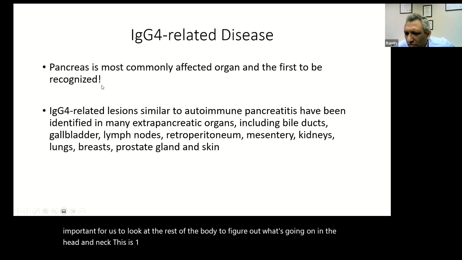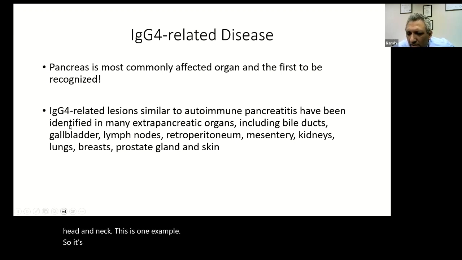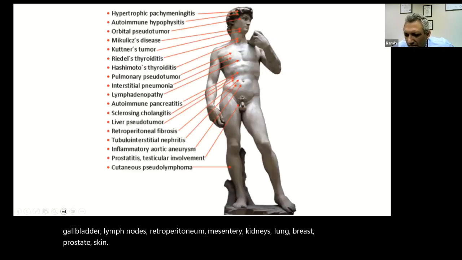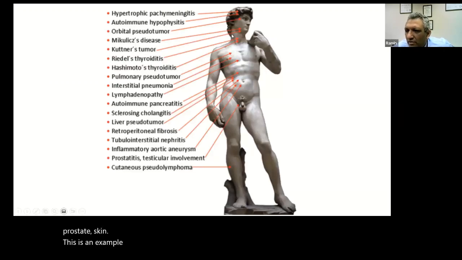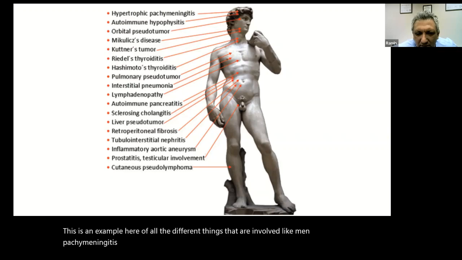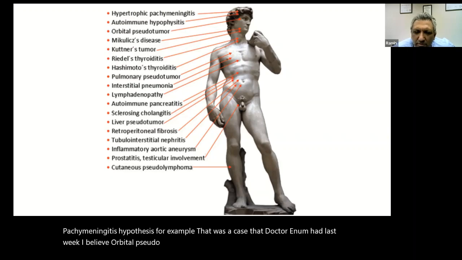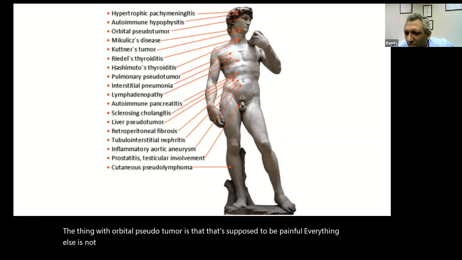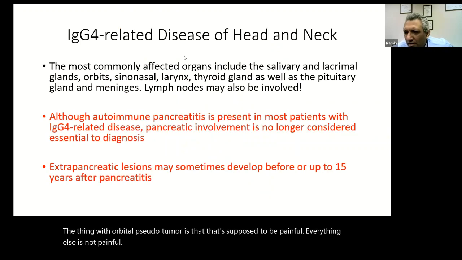This is one example. It's similar to autoimmune pancreatitis, and it involves things like bile ducts, gallbladder, lymph nodes, retroperitoneum, mesentery, kidneys, lung, breast, prostate, skin. This is an example here of all the different things that are involved, like pachymeningitis, hypophysitis. For example, that was a case that Dr. Enam had last week, I believe. Orbital pseudotumor: the thing with orbital pseudotumor is that that's supposed to be painful. Everything else is not painful. So that's just one little caveat.